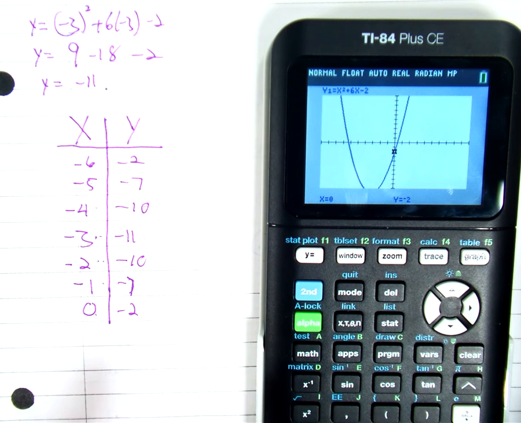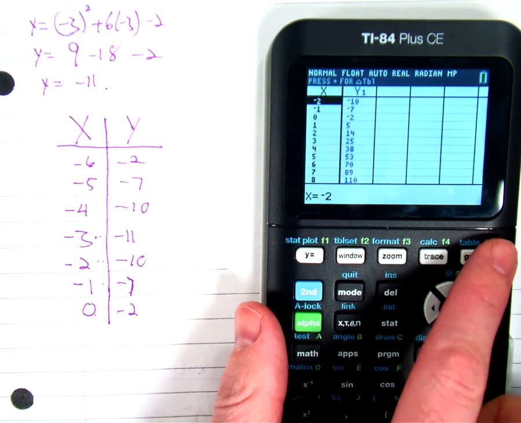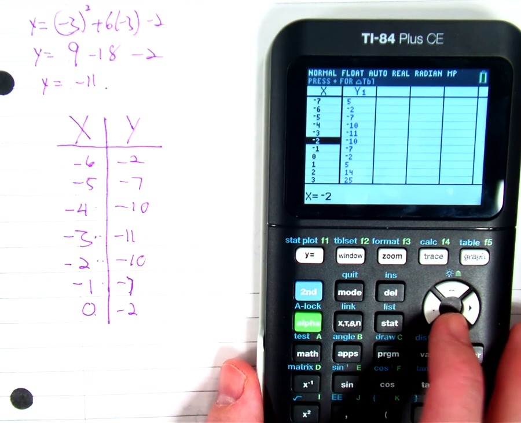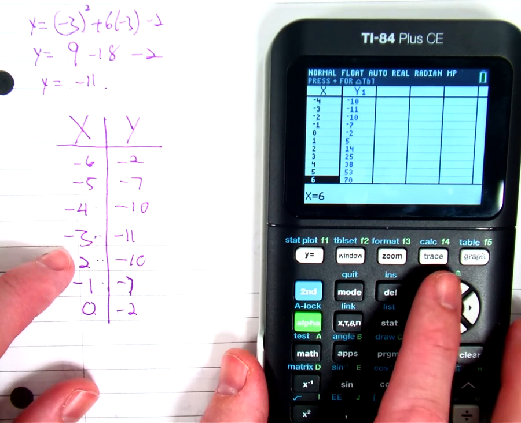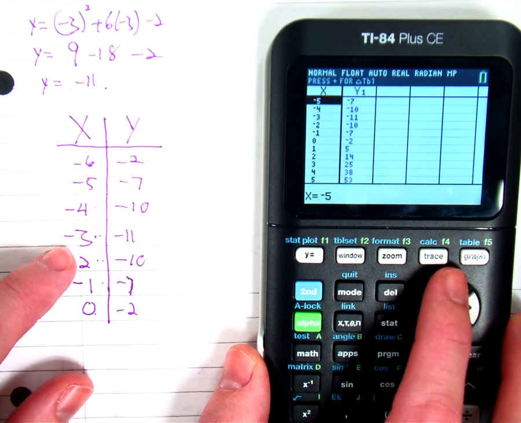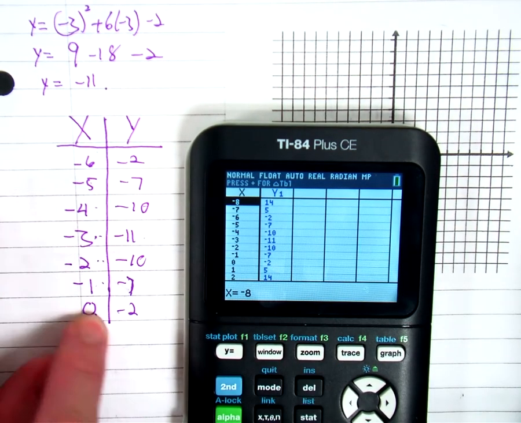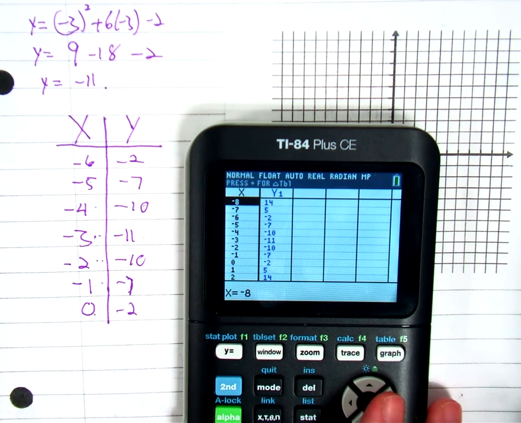Another way to see these points, you can push second table. Second graph gets you to the table, and there everything is. So some people like this because then they can just fill in their chart, right? You can use your arrows up and down to move it so that -3, -11 is kind of in the middle. All right, and then we can just fill in the chart. I like going the other way because then I can still see the picture. Some people don't need that or don't like that. It doesn't matter. There's no wrong way to do that.